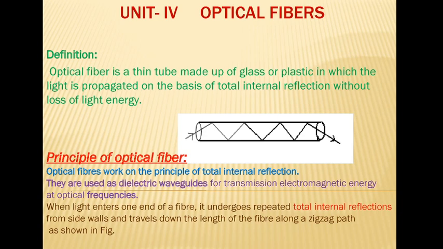So why are they called light pipes? As water flows in water tubes, in the same way light is also transmitted or propagated in such tubes. Depending upon what principle the light is propagated from one end to the other through these optical fibers? That is total internal reflection. So what is total internal reflection?